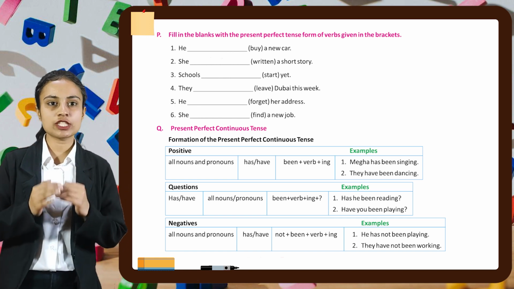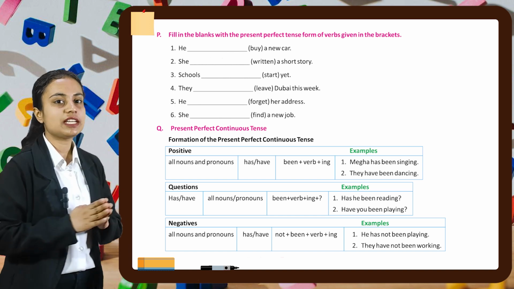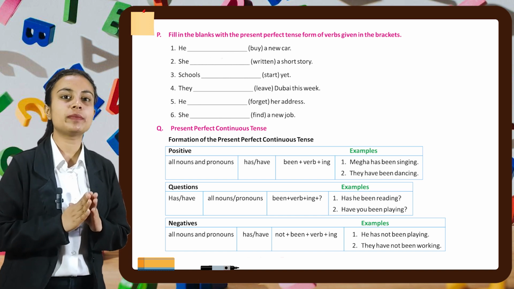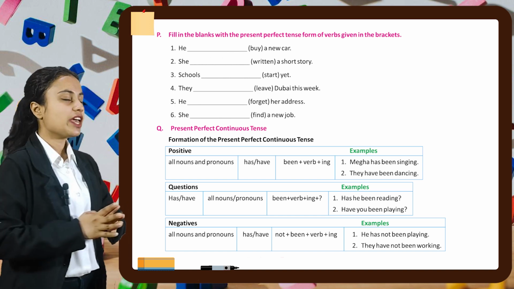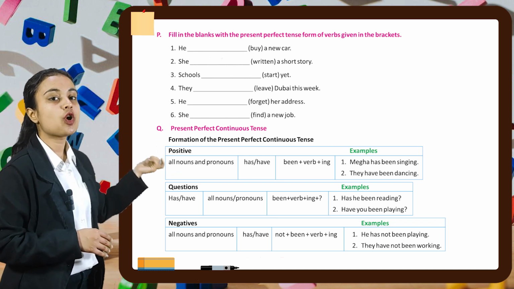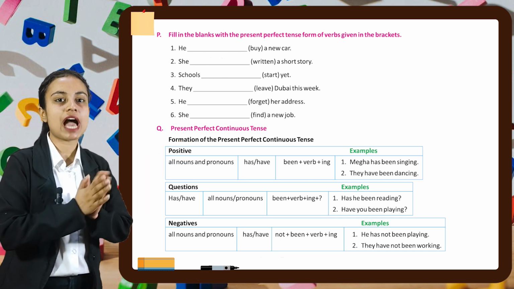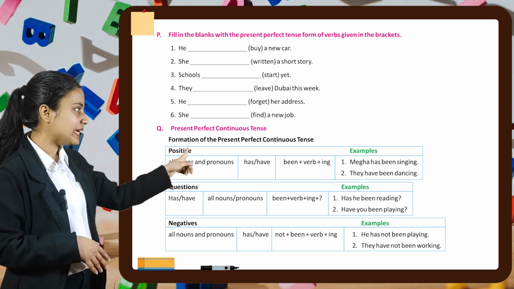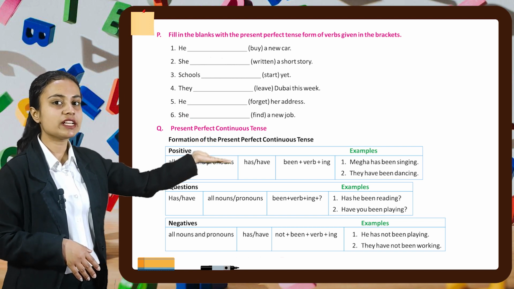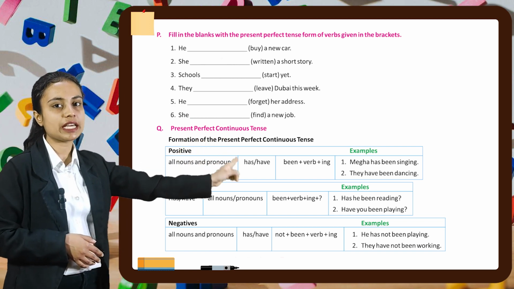Let's move on to the next topic, which is present perfect continuous tense. First, let's start with the formation of present perfect continuous tense. If we have to form a positive sentence, we start with all nouns and pronouns. After that, we use has or have, then been plus verb plus ing form. For example, Megha has been singing.